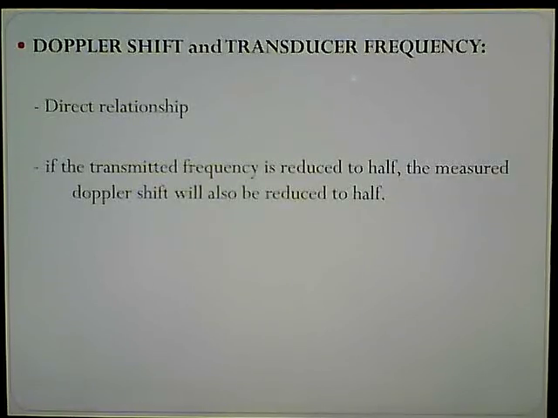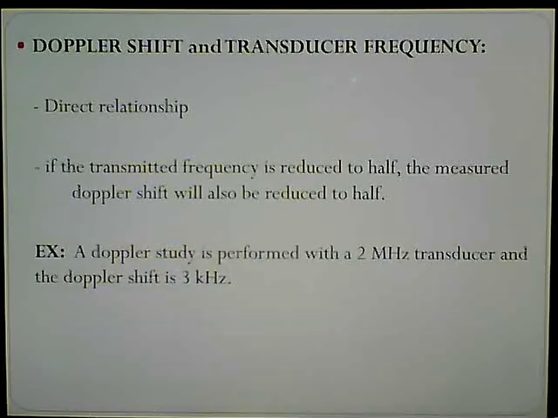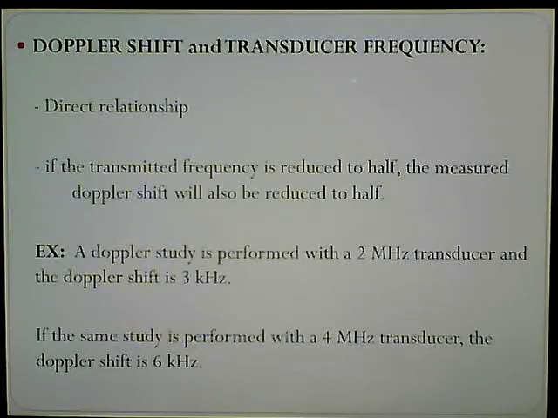So the Doppler shift and transducer frequency. Another direct relationship. If the transmitted frequency is reduced to half, the measured Doppler shift will also be reduced to half. For example, a Doppler study is performed with a 2 megahertz transducer and the Doppler shift is 3 kilohertz. If the same study is performed with a 4 megahertz transducer, the Doppler shift, of course, doubles to 6 kilohertz. It only makes sense. It's just defining that relationship.